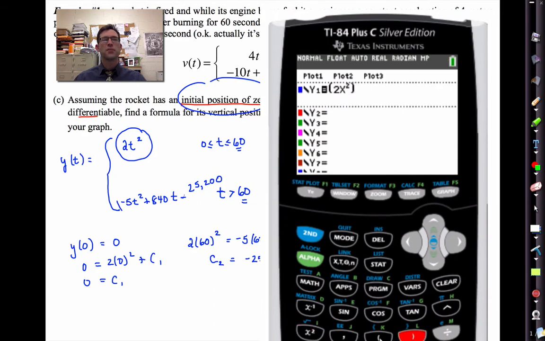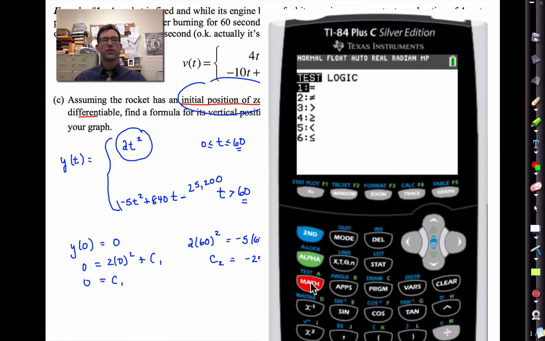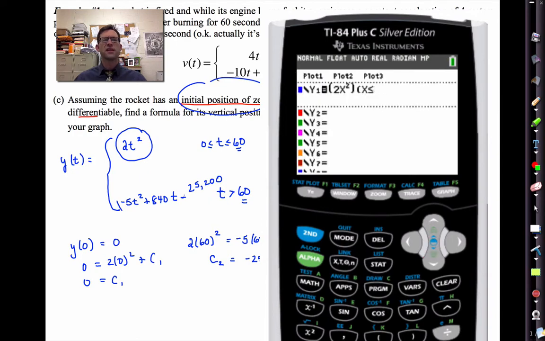Now watch this. I'm going to put in parentheses, then x, and I'm going to go into what's called the test menu. That's where you get greater than, less than, etc. I'm going to go x is less than or equal to, back out, 60, and then put in parentheses. So take a look at that. I've got 2t squared inside one set of parentheses, and in the other parentheses I have x less than or equal to 60. I don't need the greater than or equal to 0, and I'll explain why eventually. Now, strangely enough, I'm going to put plus.